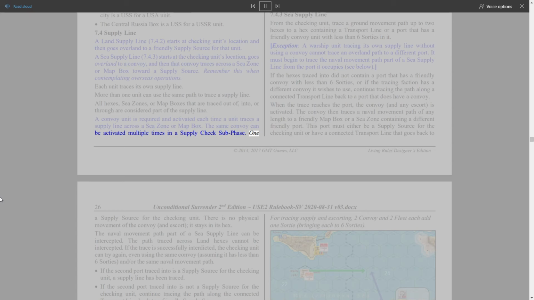A convoy activated multiple times will accumulate 6 sorties quickly, and then won't be able to activate again for other actions. Exception: a warship unit, even with 6 sorties, may activate to trace its own supply line across a sea zone or map box without using a convoy. If a warship uses a convoy to trace a supply line, the warship is not activated. This represents inherent convoys assigned to support the fleet.